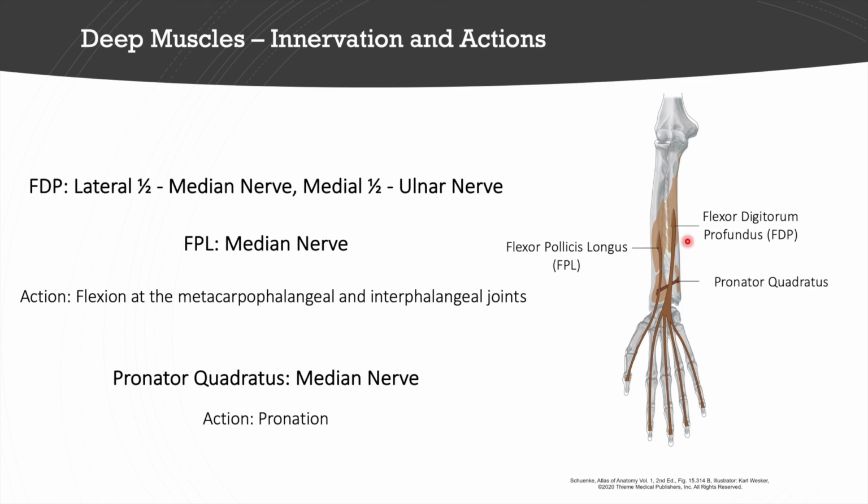The lateral half of flexor digitorum profundus is innervated by the median nerve, and the medial half is innervated by the ulnar nerve. Flexor pollicis longus is innervated by just the median nerve. The action of these two muscles is to perform flexion at the metacarpophalangeal and interphalangeal joints. Pronator quadratus is innervated by the median nerve, and its action is to perform pronation.